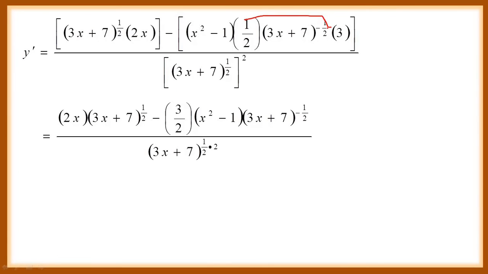Pwede kong gawin yun kasi the operation between all of them is multiplication and multiplication is commutative. Kaya pwede kong baguhin yung order. So we have 1 times 3 is 3 divided by 2, that is 3 over 2 still. And then, nilagay ko siya sa una, constant, and then this is x squared minus 1, and then tong part na to ay retained. For our denominator, we have 3x plus 7 raised to 1 half, and then tong buong part na to ay raised to 2.